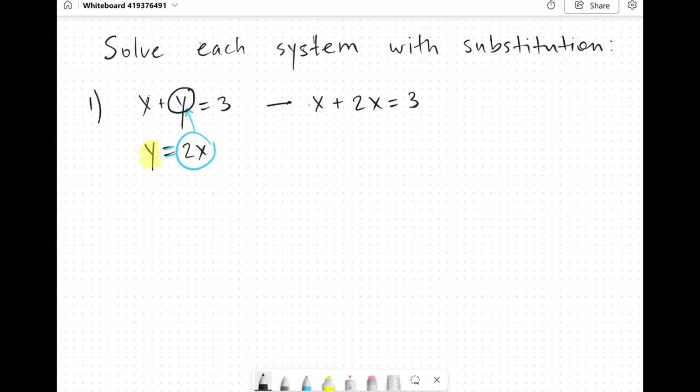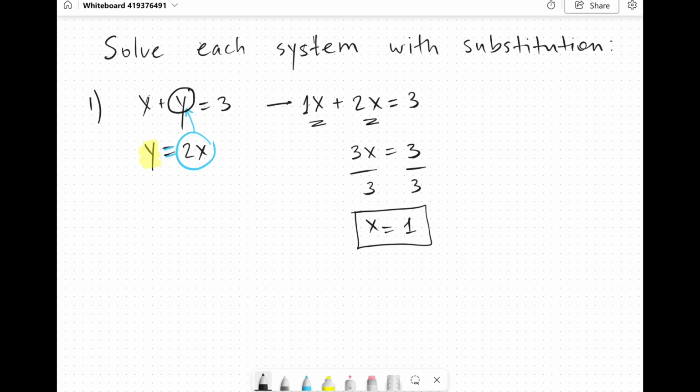I will solve this equation now. Combine these two like terms, 1x and 2x. These two, that's 3x equals 3. Divide both sides by 3 to get x equals 1. So that's half of our solution. Now we have to find y, because I know the x, I need the y.